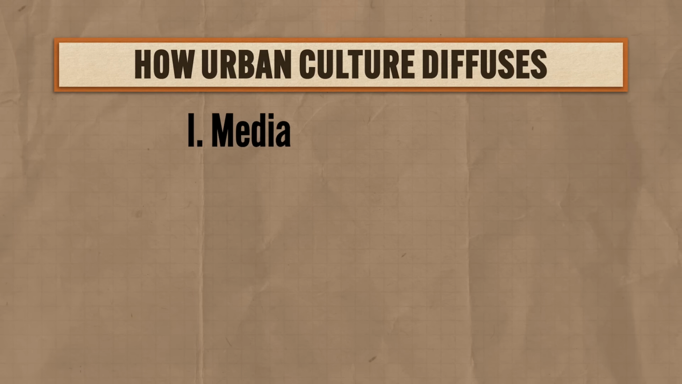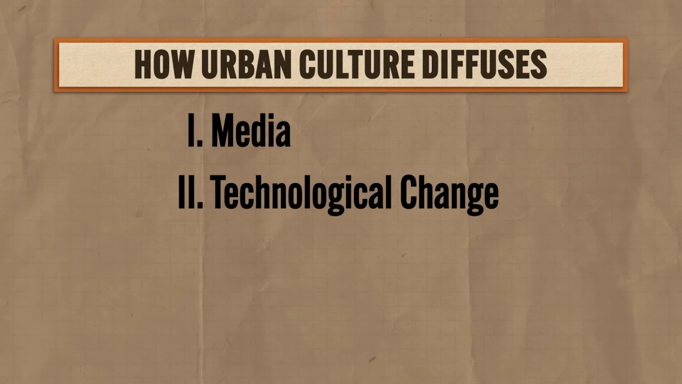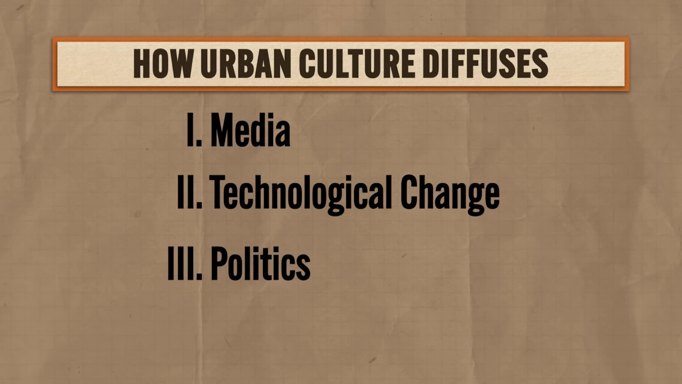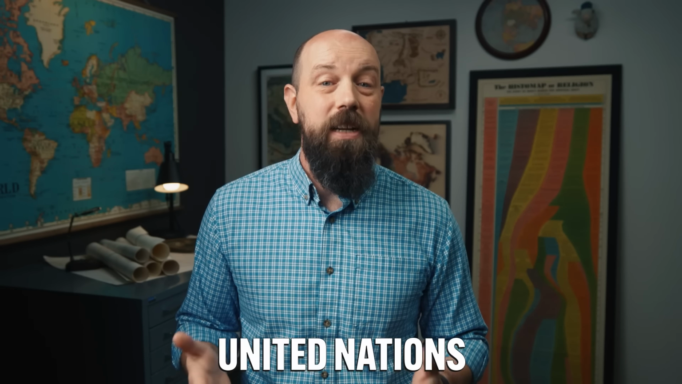Anyway, the second way people outside cities are exposed to urban ideas is through technological change. With the ubiquity of smartphones and social media, people from all over the world are watching the same videos on the same platform. And then the third way people outside cities are exposed to urban ideas is through politics. For example, the United Nations, which is an international council made up of 193 different nations, condemned Russia's 2022 invasion of Ukraine.